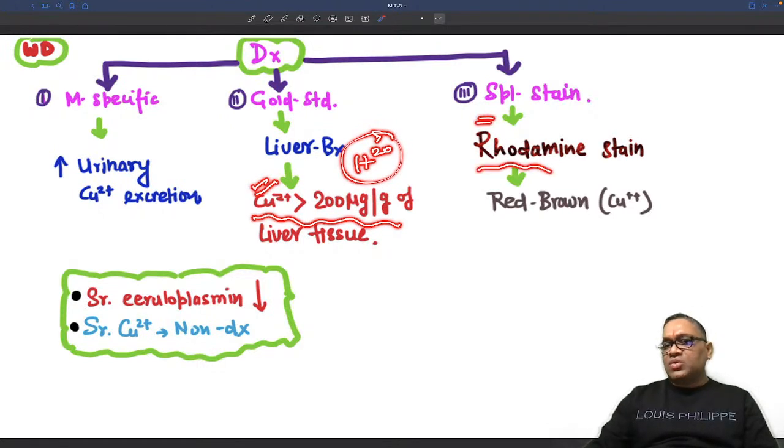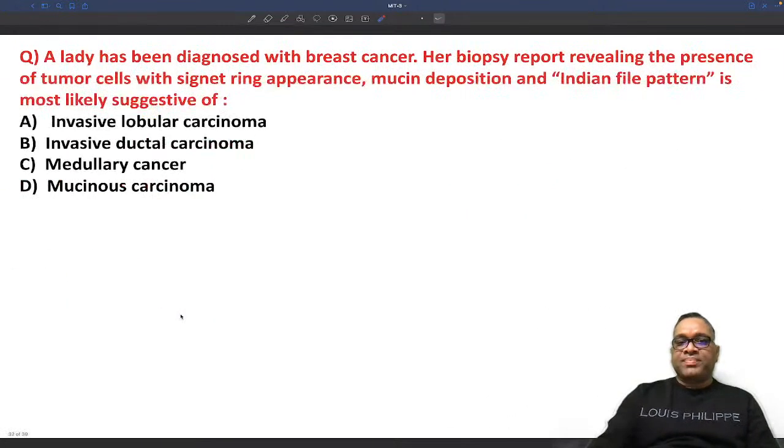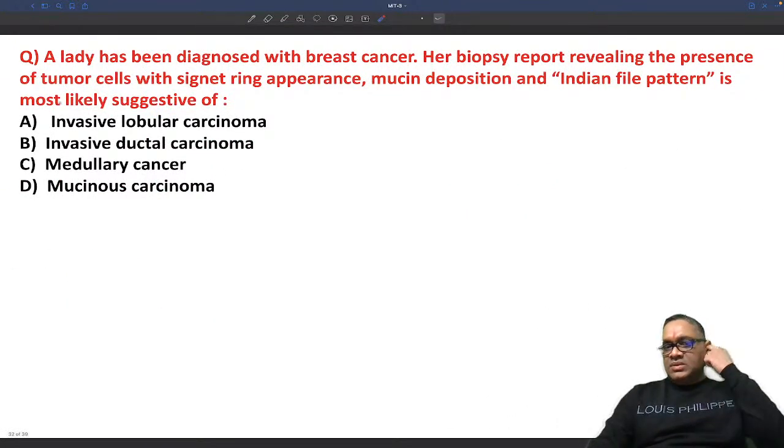And the special stain is rhodanine stain, where the red-brown color is copper, right? So serum ceruloplasmin will be decreased, but here you need to remember serum copper level is non-diagnostic of Wilson disease. Now coming to the next question. This is the last question.